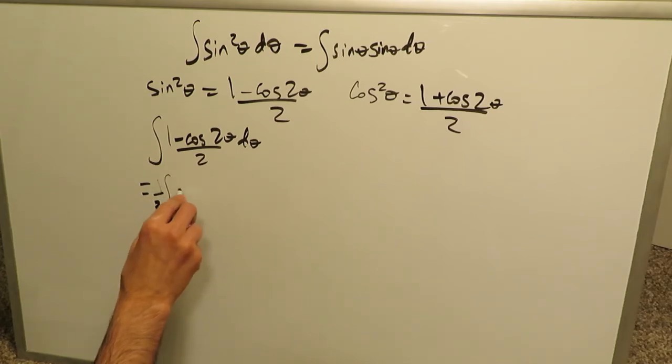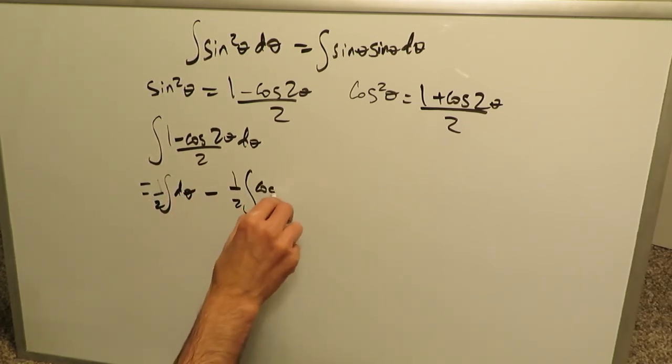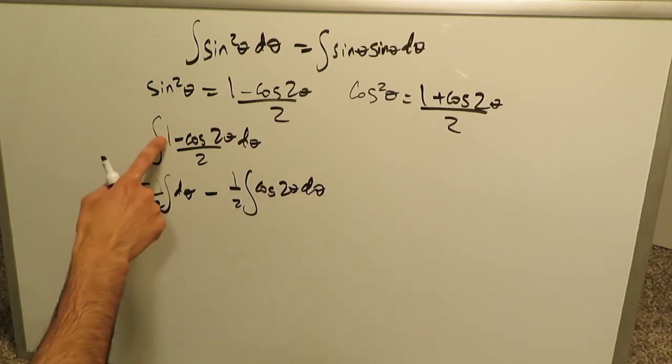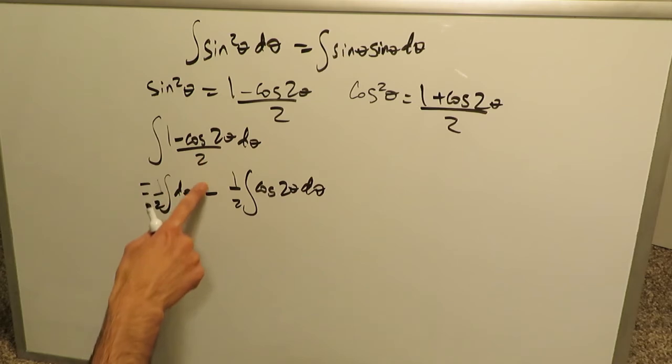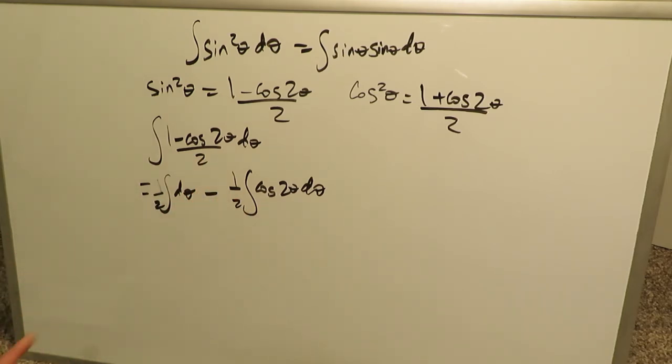You get a 1 over 2 d theta minus 1 over 2 cosine 2 theta d theta. You can see how I've separated this. You had a 1 over 2 over here, then you had a cosine 2 theta over 2. I just brought the 1 over 2's outside the integral sign, and we've done this. This part right here is very easy.